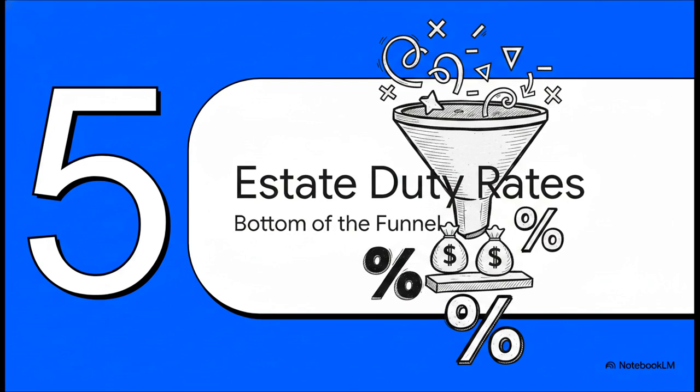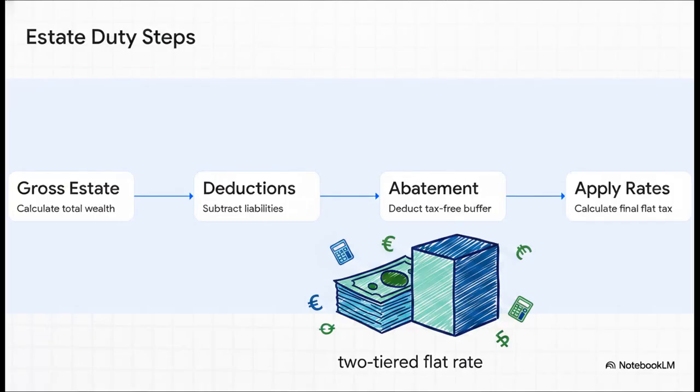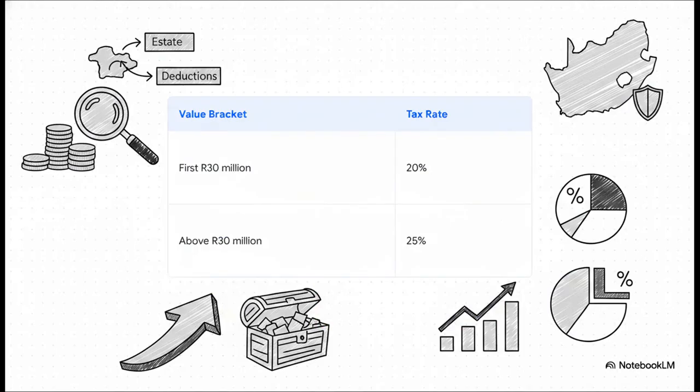Finally, step 4, estate duty rates. We have reached the bottom of the funnel. Now, if there is actually a positive financial balance still sitting in the funnel after subtracting the deductions and that massive 3.5 or 7 million rand buffer, we reach the bottom. This leftover amount has a specific legal name, the dutiable estate, and it is subject to a very straightforward two-tiered flat tax rate. Here's how it breaks down.